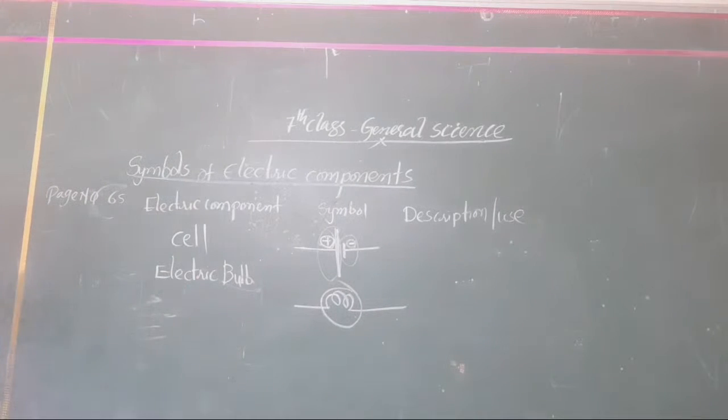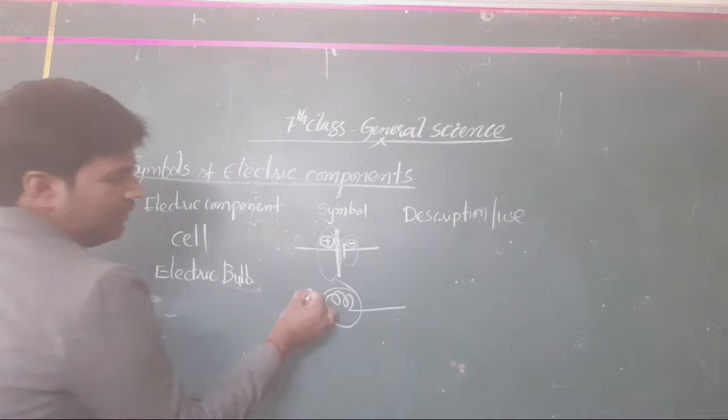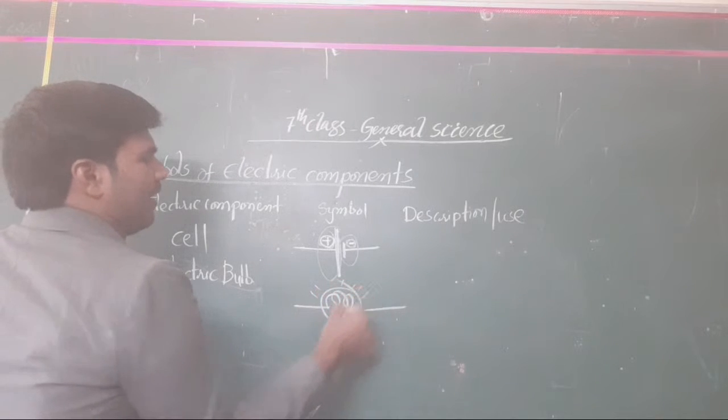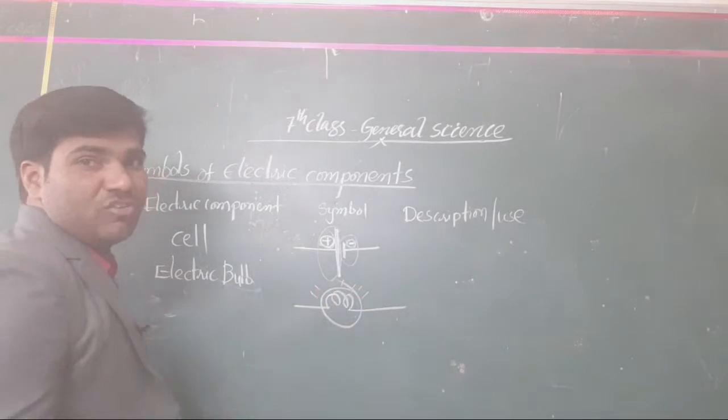This symbol represents what? The electric bulb here. Okay, clear or not, all the students? Yes, what will it represent in this? The electric bulb is in the off position. In case we draw the lines like this, it is in the on position.